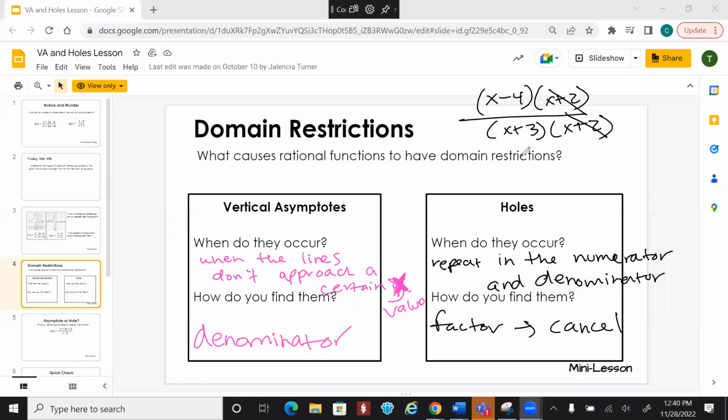So for instance, the vertical asymptote of this original function is going to be x equals -3. Notice how we switched the sign of whatever is left in the denominator, and that's the vertical asymptote. For the hole, it was going to be x equals -2. Again, we switched the sign of whatever we canceled out. That's going to be the hole.